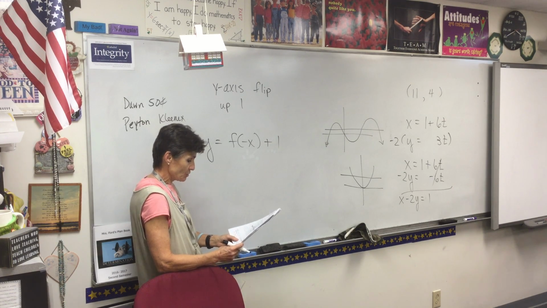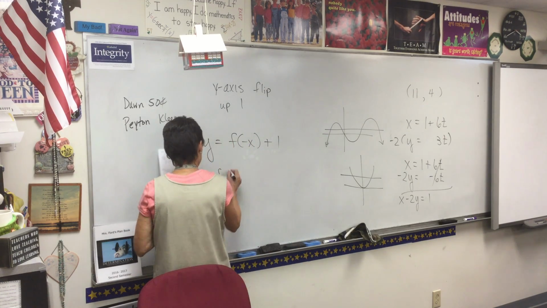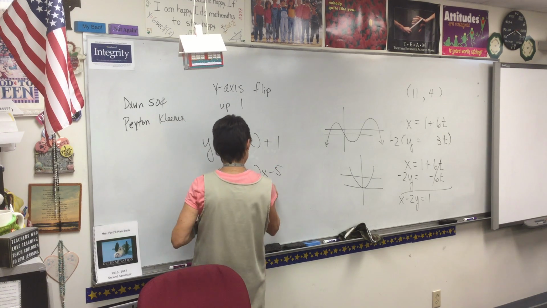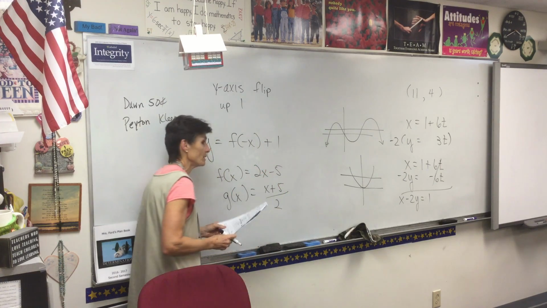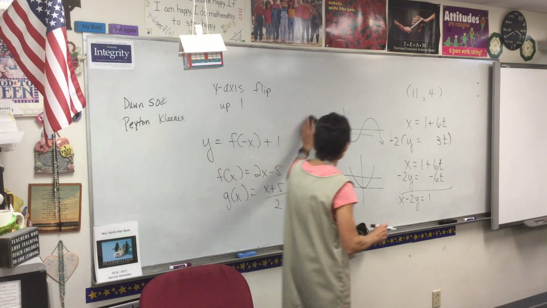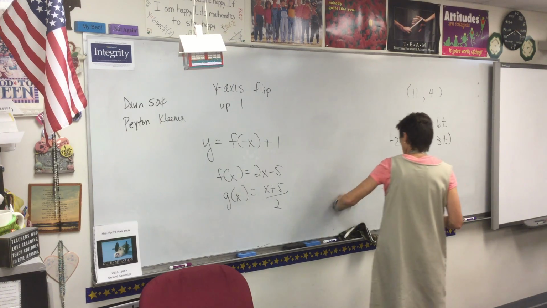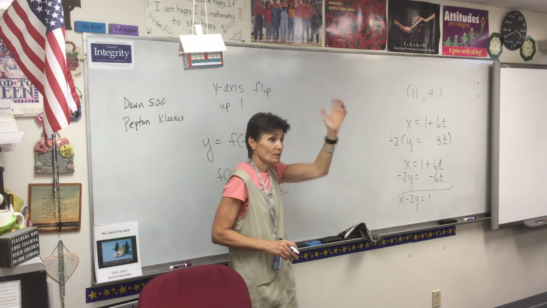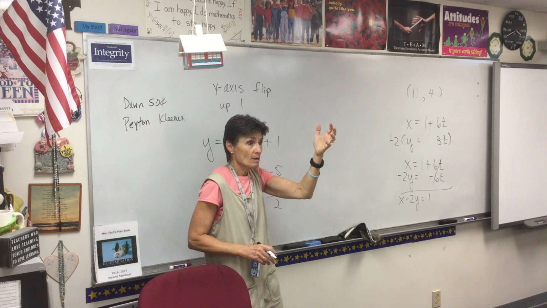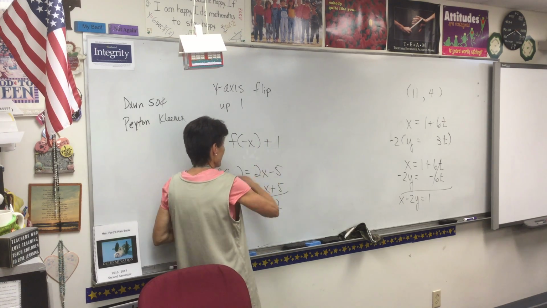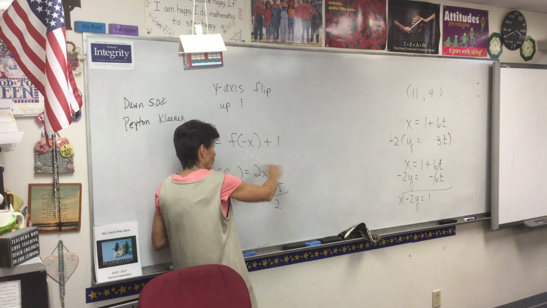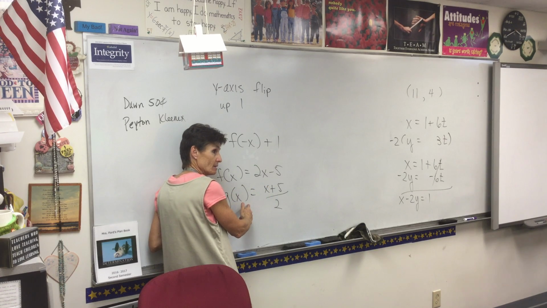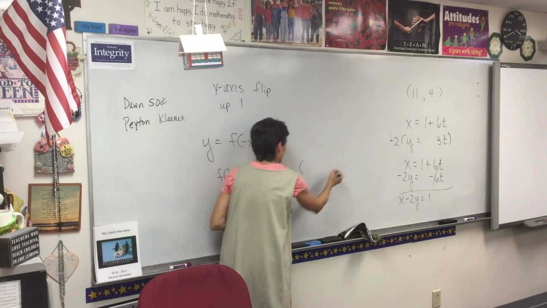Okay, number seven, are these two things inverses? We have f of x is 2x minus 5 and g of x is (x plus 5) over 2. And we want to know if those are inverses. Remember, we graphed inverses a minute ago, and in order to graph them, we just switch the ordered pairs, right? So if these are inverses, whatever ordered pair fits here, the flip of it has to fit here.